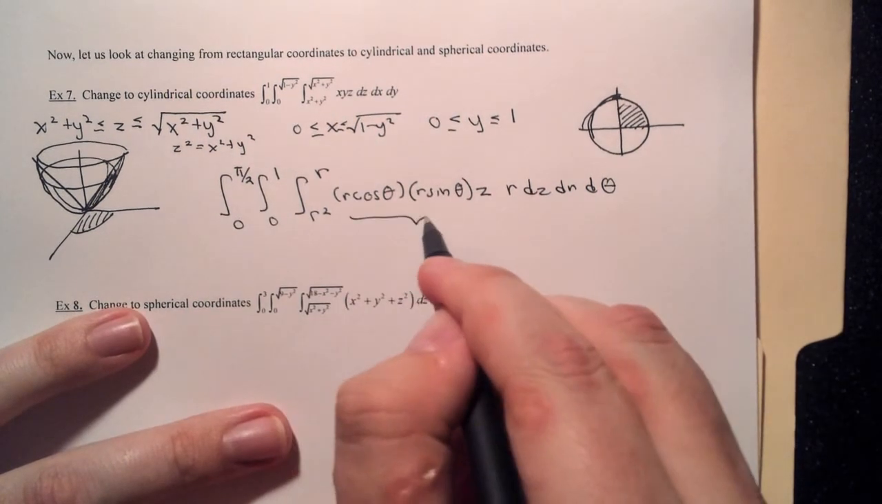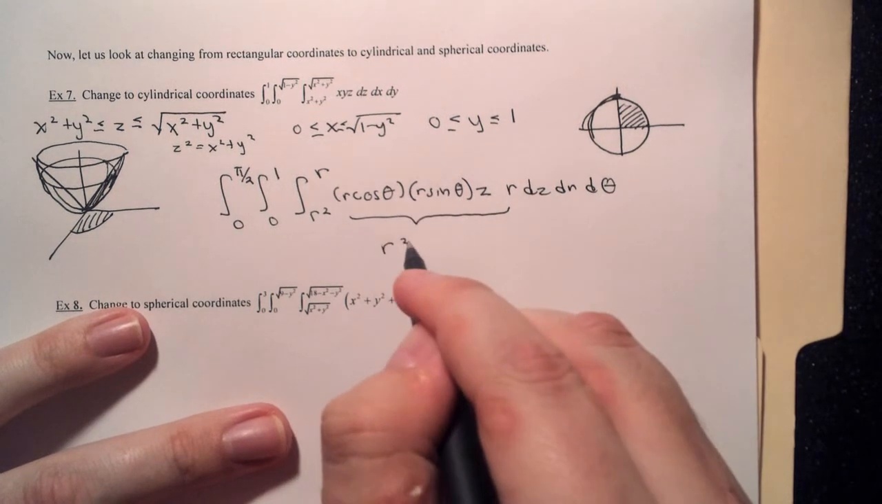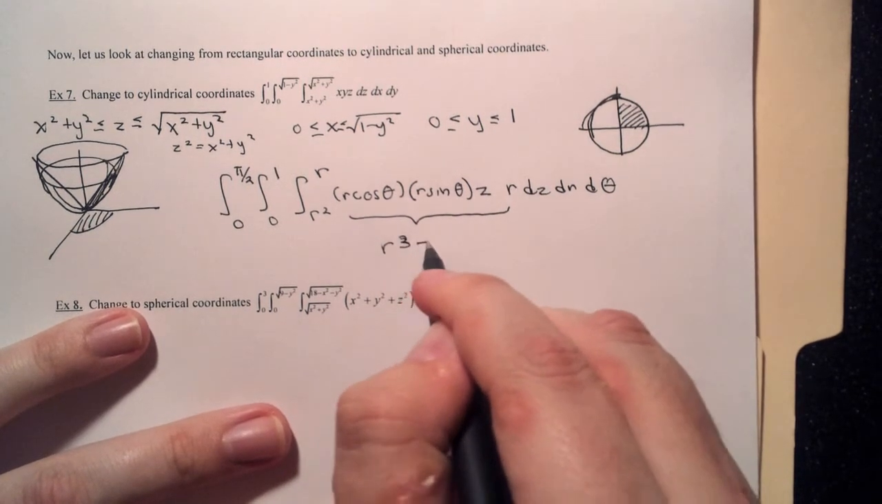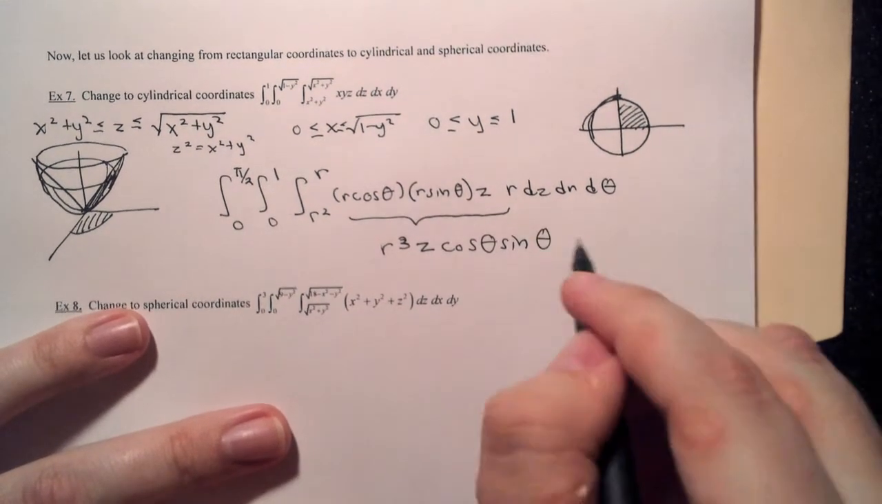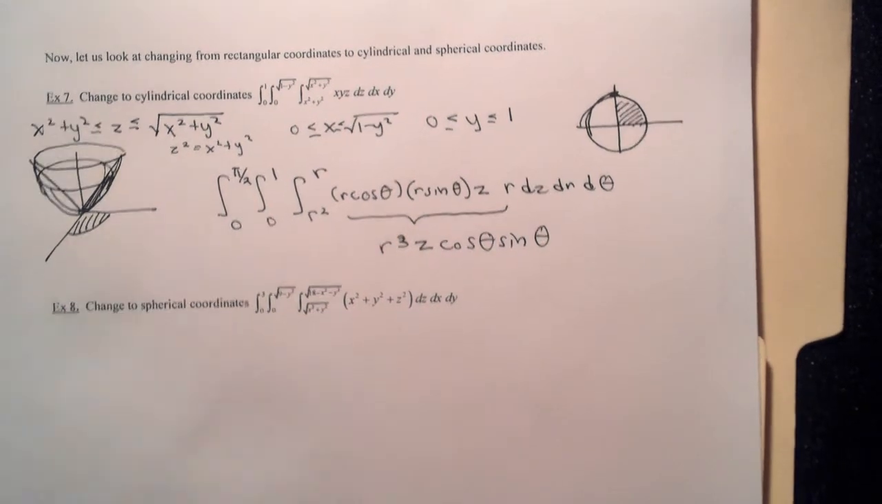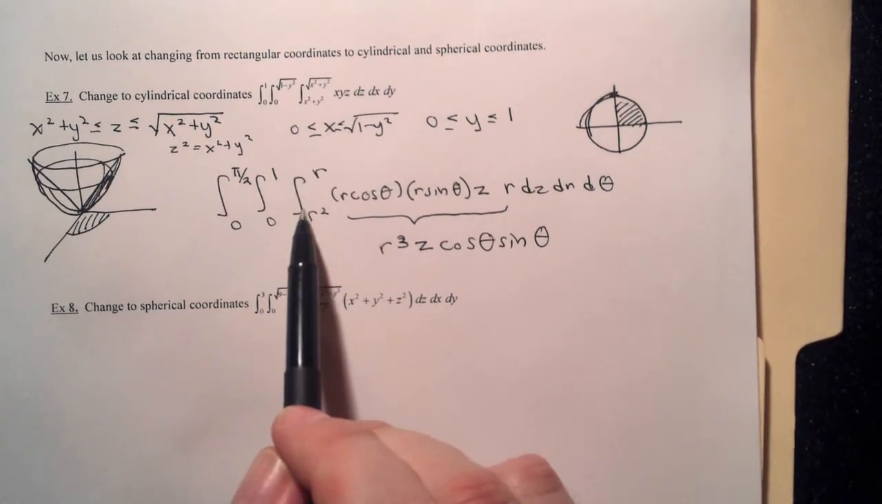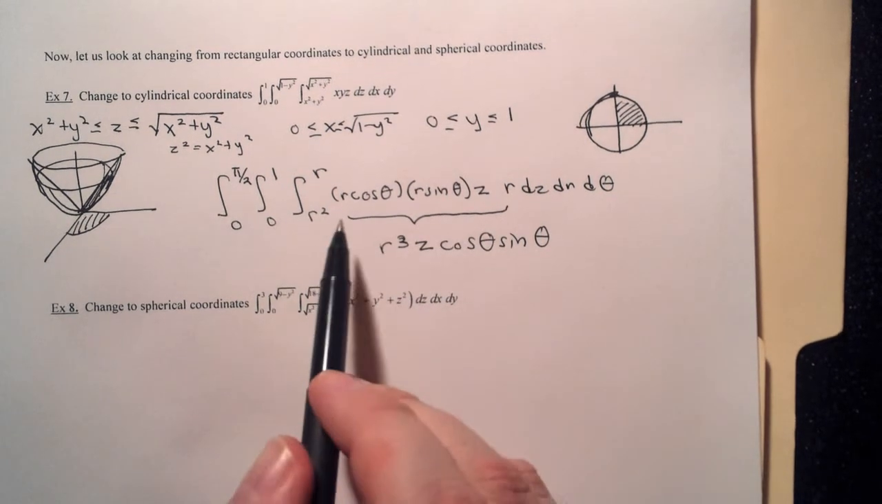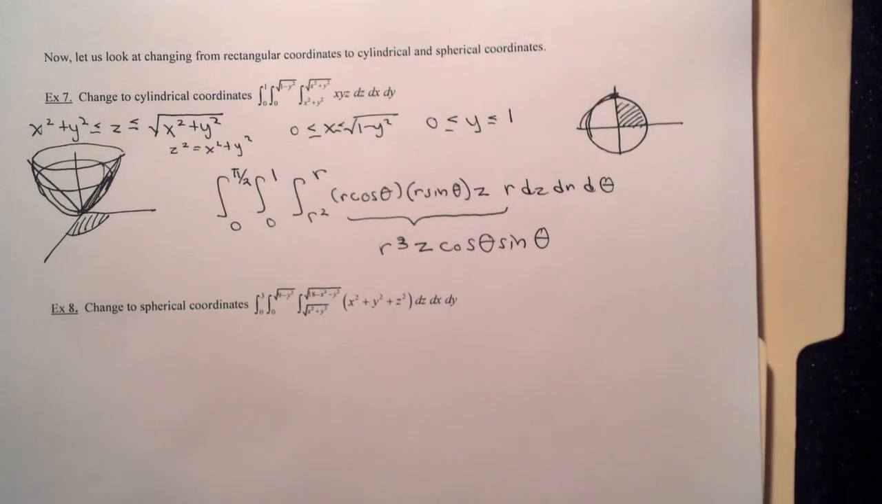Probably a more practical answer would be to simplify this integrand, which appears to be r cubed z cos theta sine theta. And then again, if you did actually need to integrate that, because the bounds of z are determined by r, you would need to evaluate the inner integral first. But once you had that, you would be able to use that splitting up property that we've been using so much.